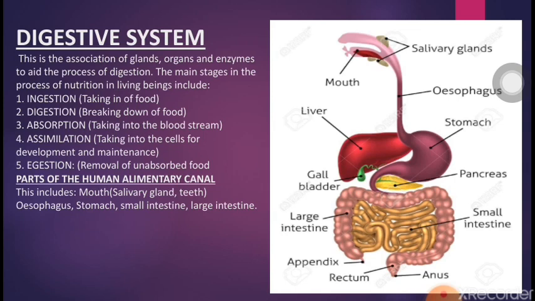And from the picture we have here, this shows us the parts of the human alimentary canal. It starts from the mouth, which houses the salivary gland and teeth, the esophagus, stomach, small intestine, and large intestine. The other glands we have here are the liver, the pancreas, and the gallbladder. They have their own specific functions, but they are not part of the alimentary canal because the alimentary canal has two openings, the mouth and the anus.